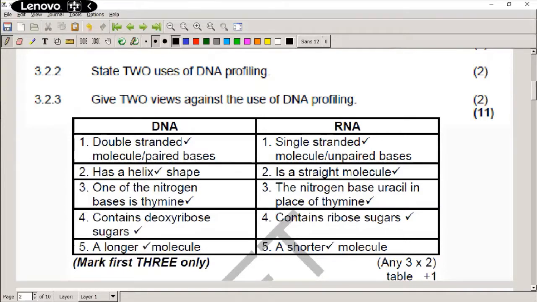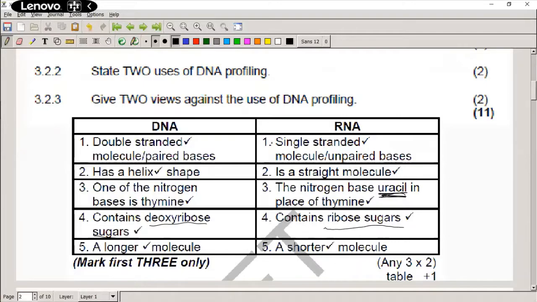DNA has got a helix shape, RNA has got a straight shape. DNA has got one of its nitrogen bases of thymine, and in RNA you're going to see instead of thymine we have uracil. We're going to see that in today's lesson. And then DNA contains deoxyribose sugars, while RNA contains ribose sugars. And then DNA tends to be a long molecule and RNA tends to be shorter.